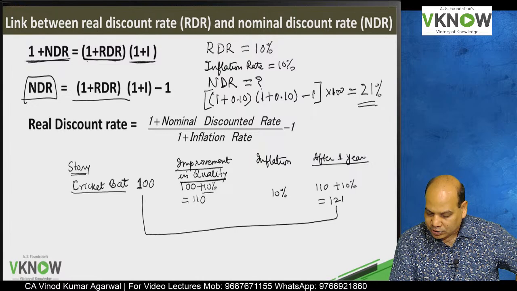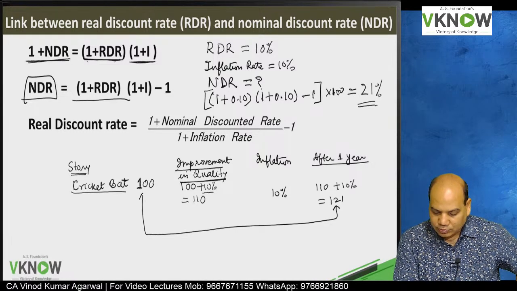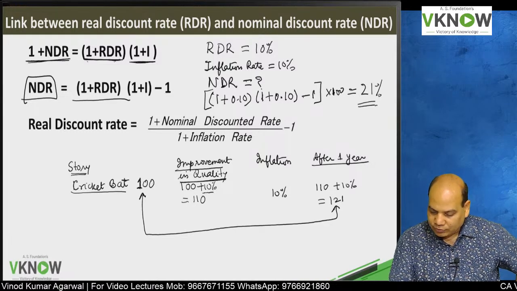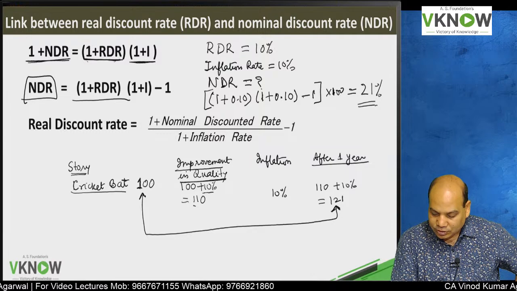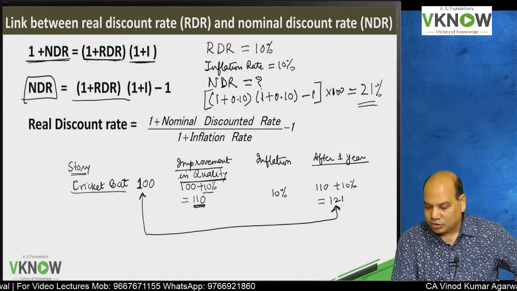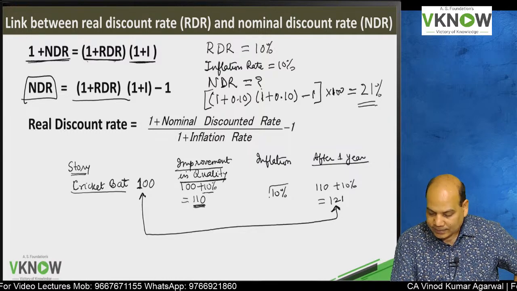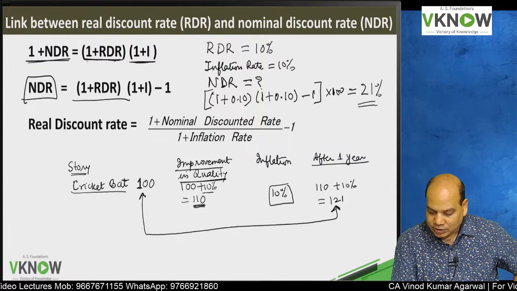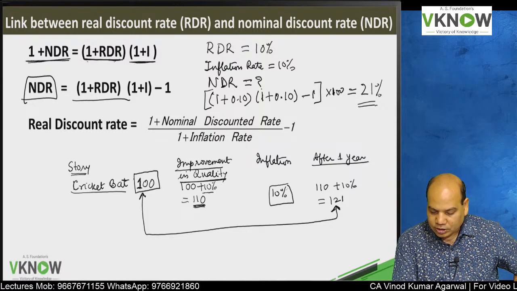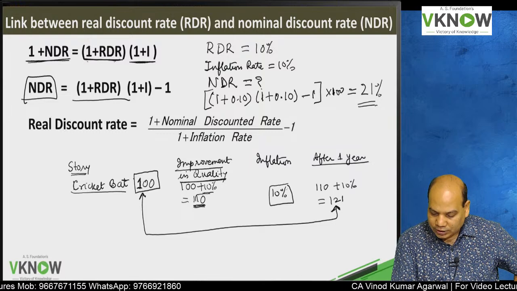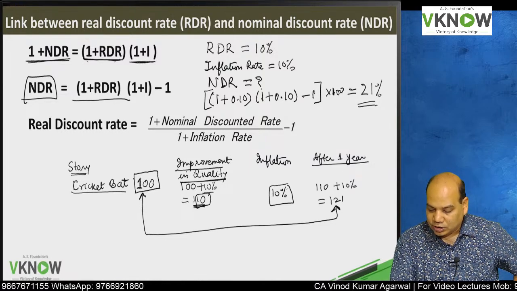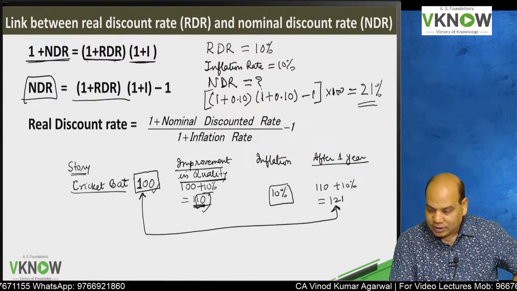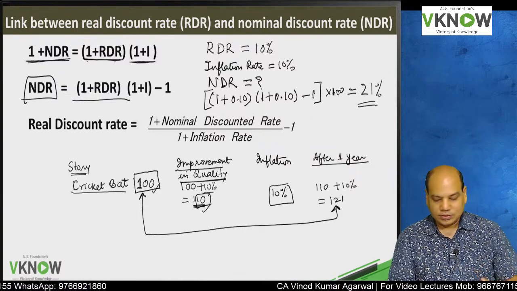Now if I compare these two, 100 was at the beginning, 121 at the end. It is not a 20 increase, it is 21. 10 rupees is the increase because of improvement in quality. The inflation of 10% is applicable on 100 also, and on the 10 rupee improvement in quality. So the effect of inflation is on 100 and 10, that is, 110 rupees.